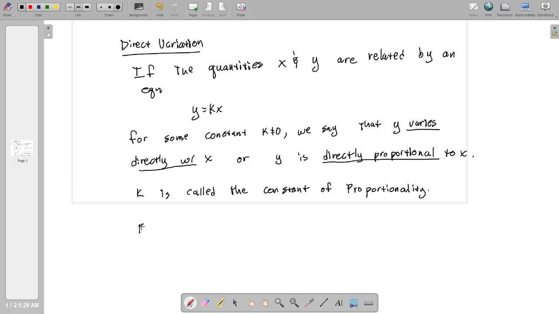A quick example of this would be something along the lines of y equals 3x. Now here, the constant of proportionality is 3, and y is directly proportional to x, namely that y is 3 times whatever x is.